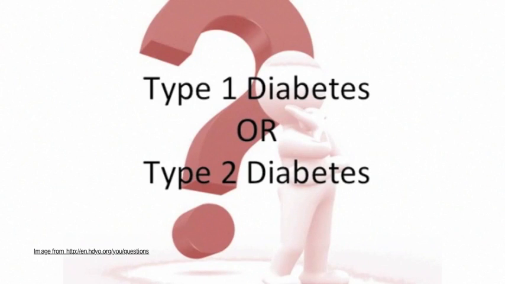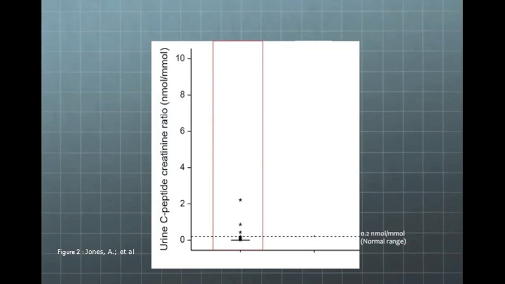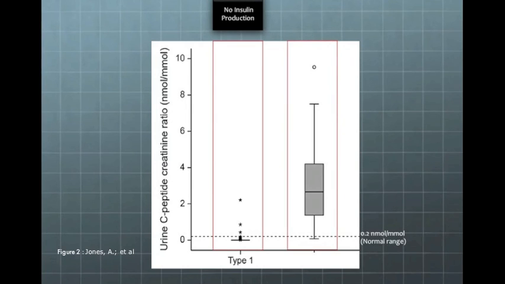Type 1 and type 2 diabetes can be distinguished by measuring the C-peptide to creatinine ratio in the urine. A reading below 0.2 nanomole per millimole would suggest that a person has type 1 diabetes, because low C-peptide levels indicate the absence of insulin production. A reading exceeding 0.2 nanomole per millimole would suggest that a person has type 2 diabetes, as elevated C-peptide levels indicate excessive insulin production due to insulin insensitivity.